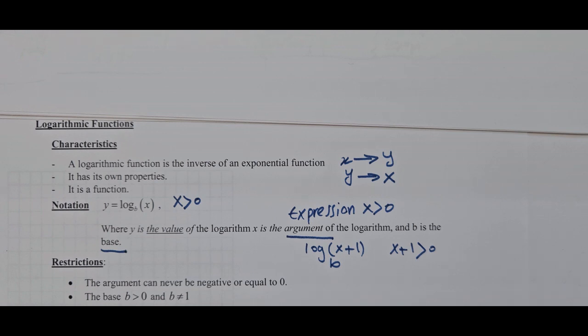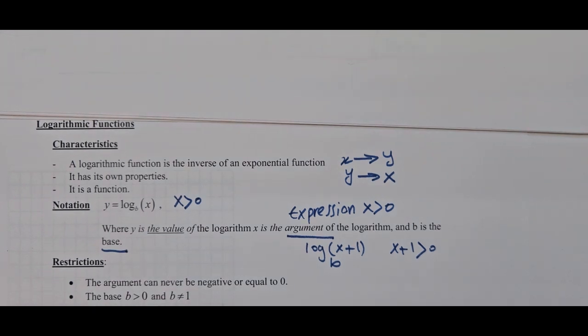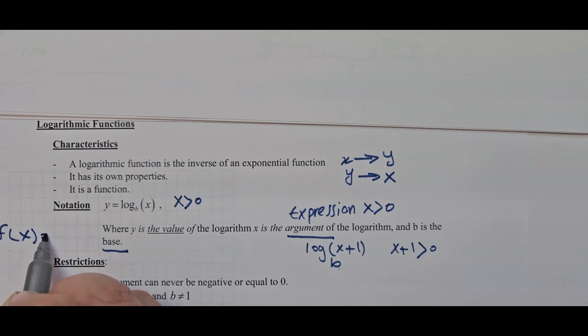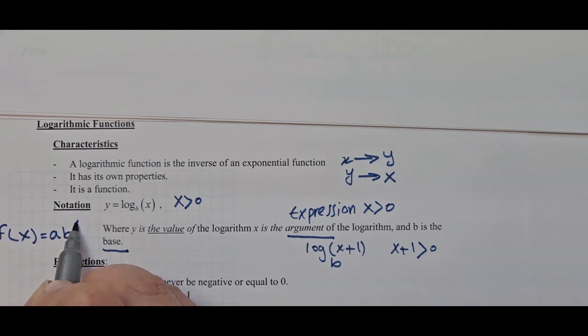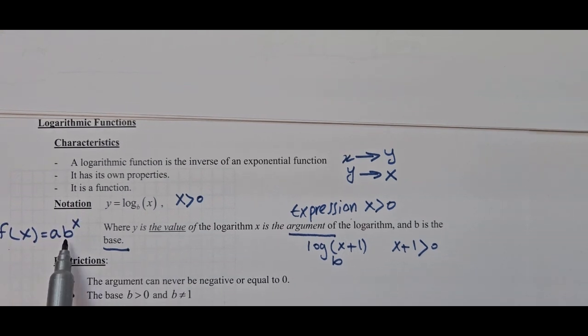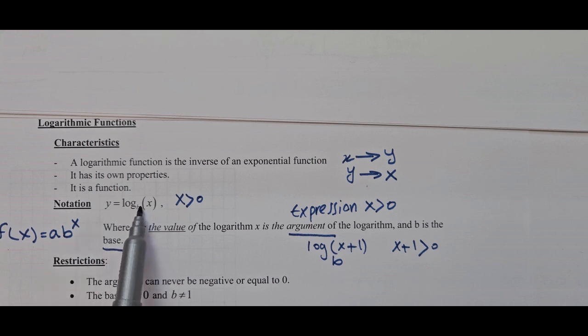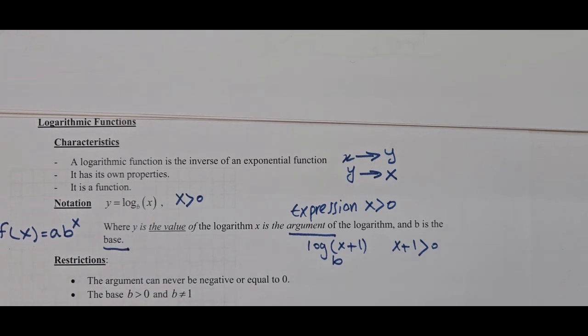And remember, this b is exactly the same b that we were discussing in the exponential function. If you remember, in exponential functions, we had f of x equals a times b to the power x. So this b, the base, is the same as this one. And later on, I will show you how these two are related to one another.